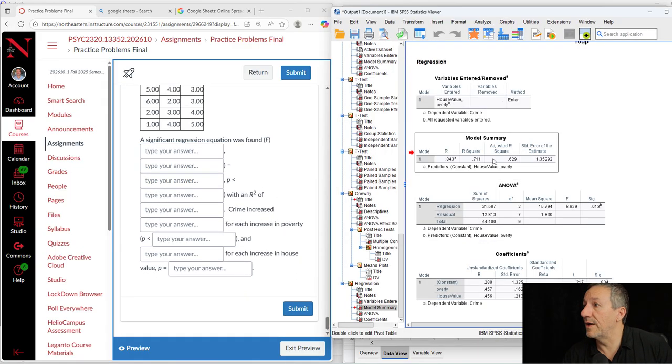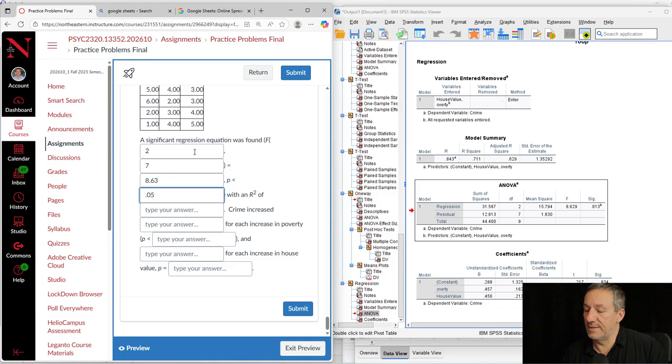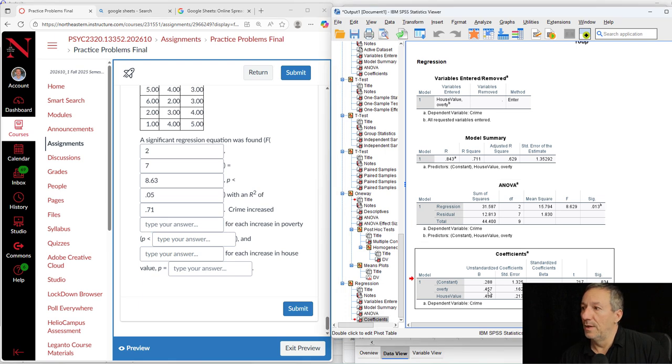Significant regression equation was found. We're going to get all of that from this table right here. So it's 2 and 7 for the degrees of freedom, our F 8.63, P less than 0.05. R squared from the table right above that, 0.71. Crime increased. This is from the coefficients table.